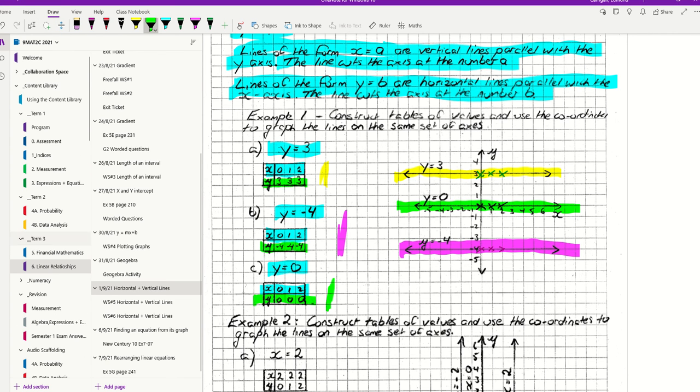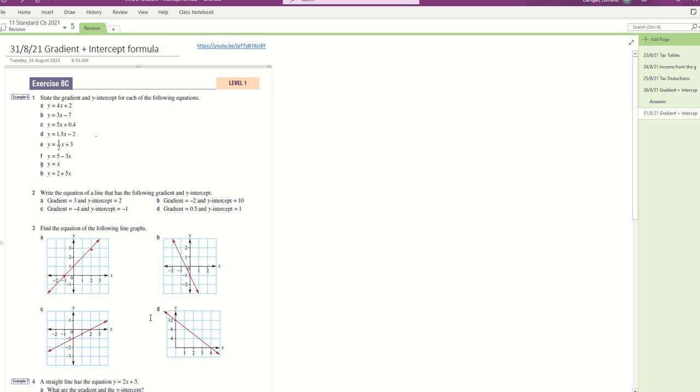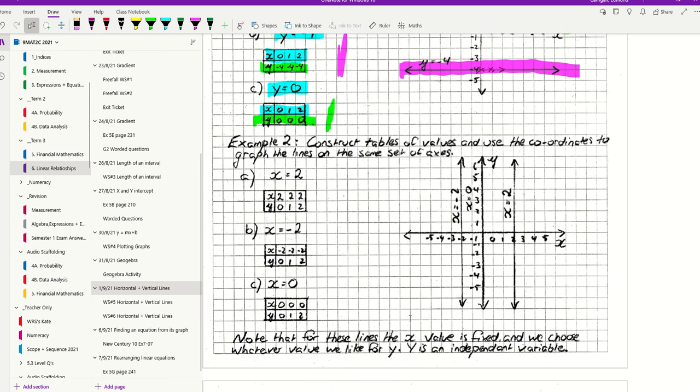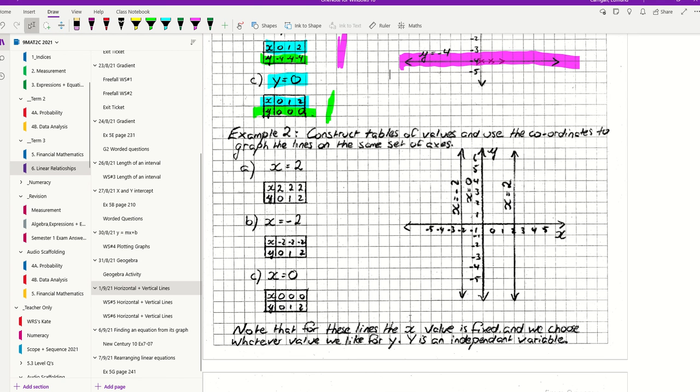All right, let's have a look at example 2, where we're looking at construct tables of values and using coordinates to graph the lines on the same set of axes. Now we've got x equals 2. So this is different to everything else we've looked at, because all of our other lines in y equals mx plus b had y as the subject. Here we've got no y's. We've simply got x is equal to, in this case, 2.